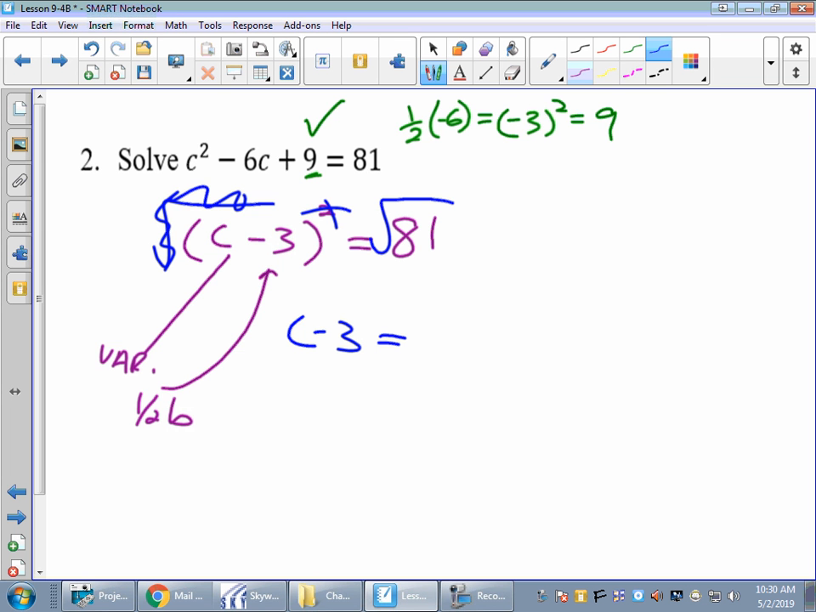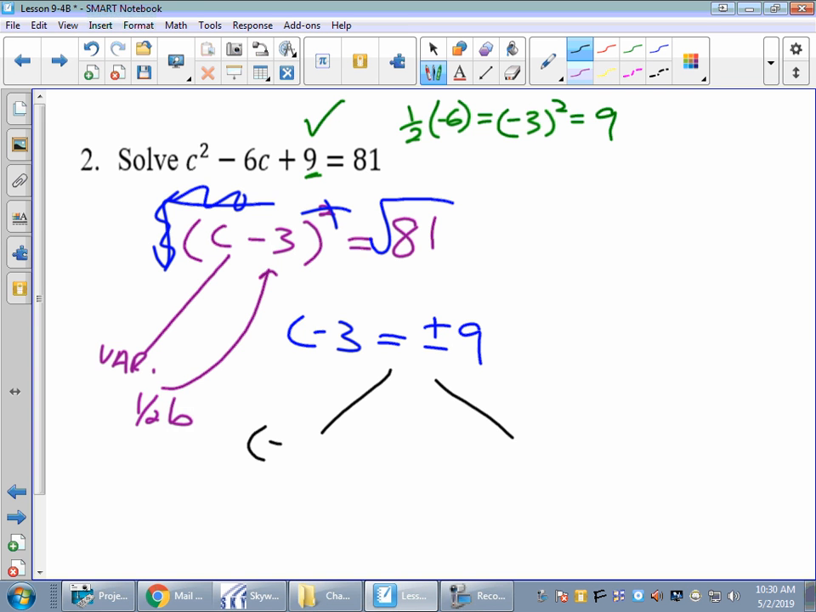Now what are you going to get here? You're going to get a nice even number. Sometimes you're going to get decimals, and that's all right. But in this case, we're going to get positive and negative 9, because positive 9 squared is 81, and negative 9 squared is 81. So separate that into two problems.